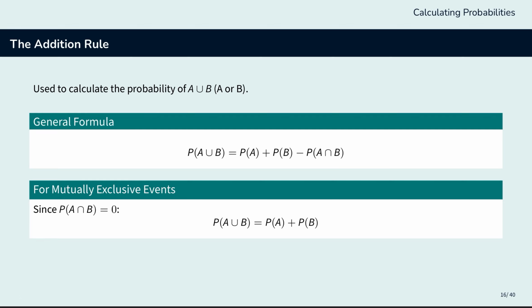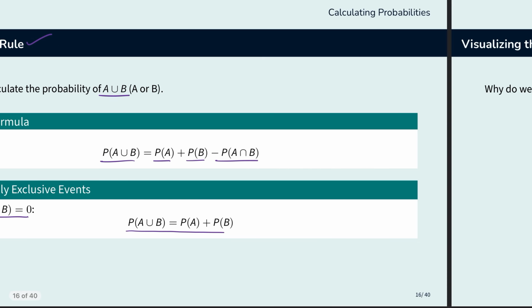So one of the first important rules to remember is the addition rule. So this is used to calculate the probability of A union B, or A or B. So this is given as the probability of A plus the probability of B minus the probability of A intersection B. For mutually exclusive events, because A intersection B is a null set, the probability of A intersection B becomes 0. So therefore the probability of A union B becomes the probability of A plus the probability of B.